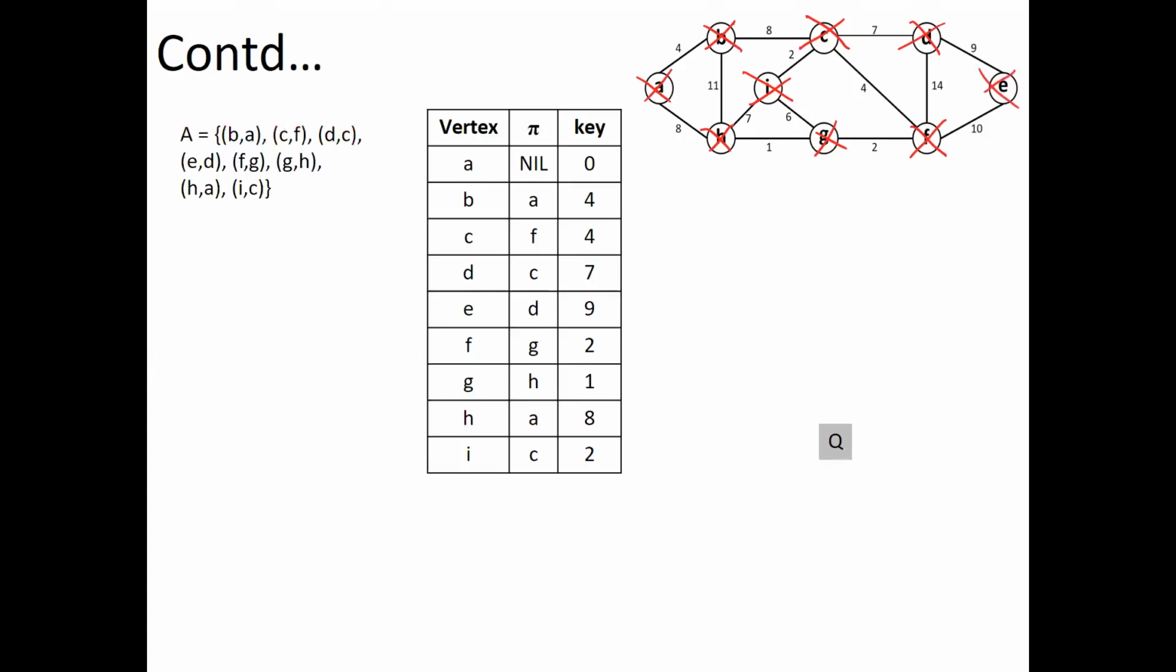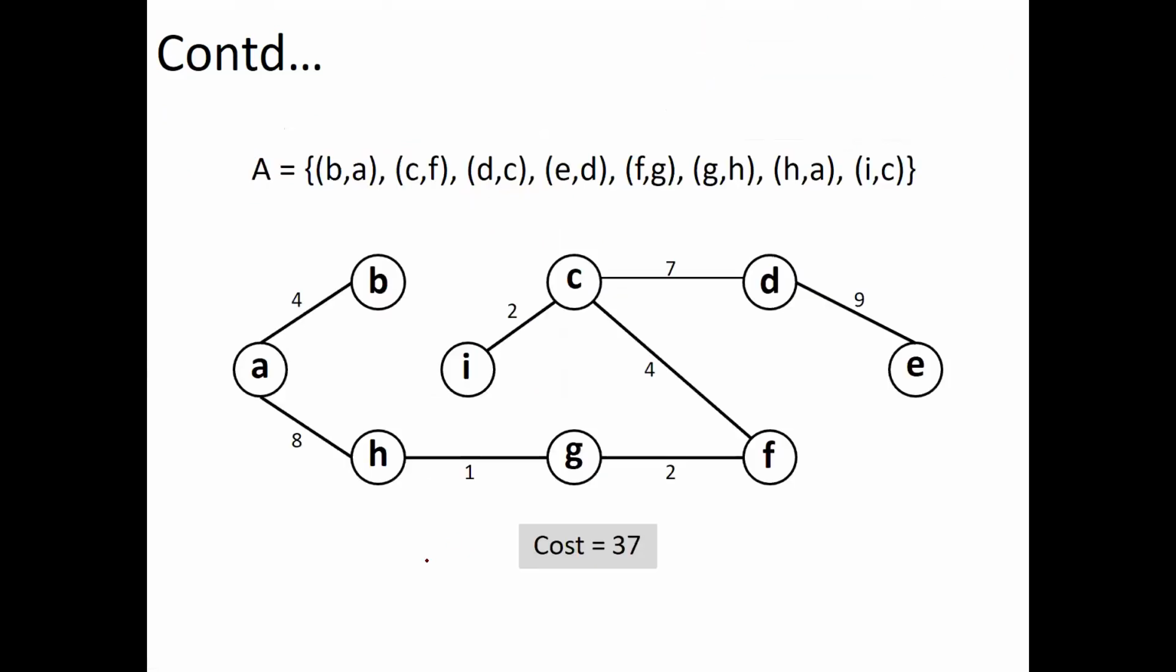Now how to get the final answer for the minimum spanning tree, how to get the edges? Just pick the edges as such: AB edge, BA edge, CF edge, predecessor and vertex only, with DC edge, ED edge, FG edge, GH edge, HA edge, IC edge. Now how to find the cost of the minimum spanning tree? Find the sum of all these edges. You will get the final cost for that minimum spanning tree using Prim's algorithm.